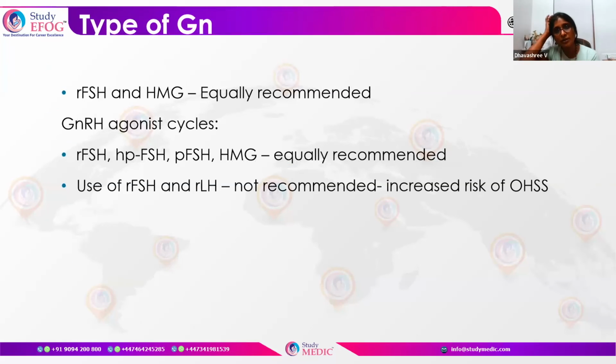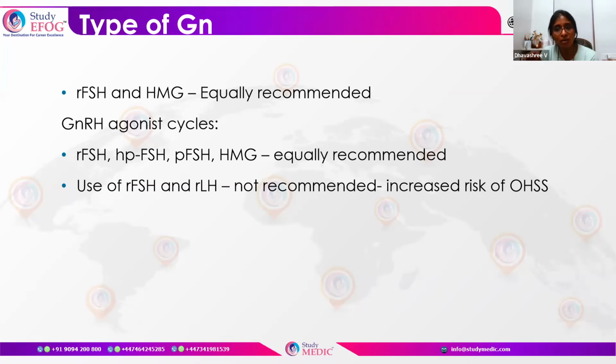Okay, so coming to the gonadotrophins, which gonadotrophin should be used for controlled ovarian stimulation? We can use either a recombinant or a HMG. The only thing is recombinant has batch-to-batch consistency, but otherwise Dhavashree recommends them equally. We can use either an FSH or a HMG. In case of agonist cycles, we can use anything. It can be a recombinant FSH, a highly purified FSH, a purified FSH, or even a HMG. Okay.